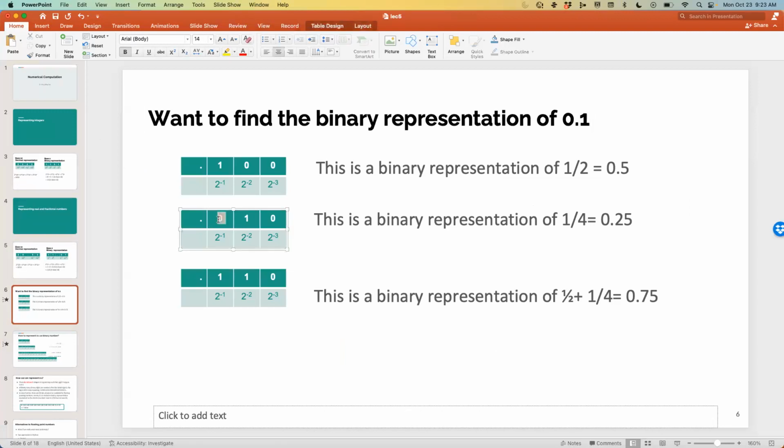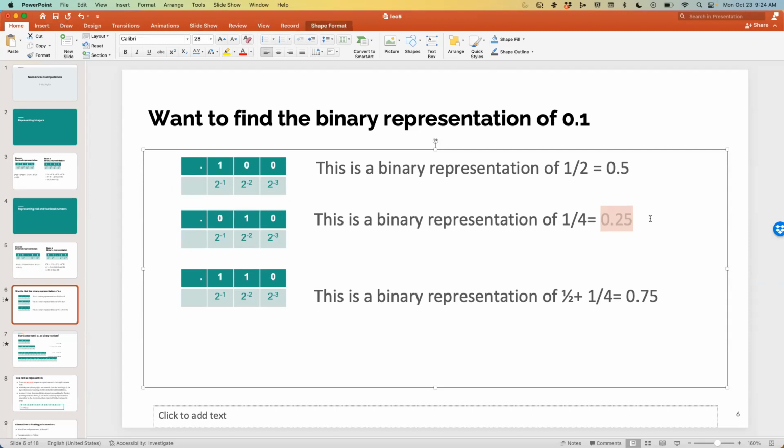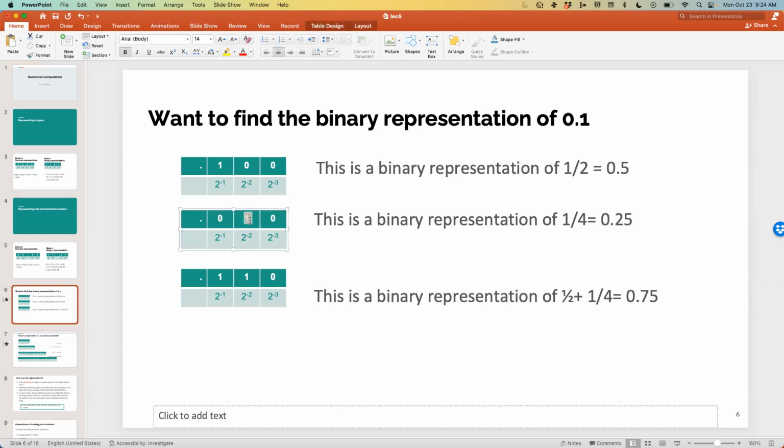So I can't put 1 here, because if I put 1 here, I get 0.5, which is more than 0.1. So I have to make it 0. The first digit after the decimal is 0, and the subsequent digit can be 0 or 1. If I put 1, I get 1 times 2 to the power minus 2, which is 1 over 4, which is 0.25. Now, 0.25 is again more than 0.1, so I can't put 1 here. It's going to give me more than 0.1. This is not what I want.